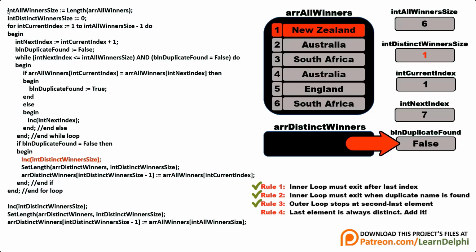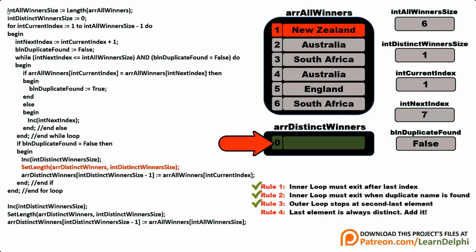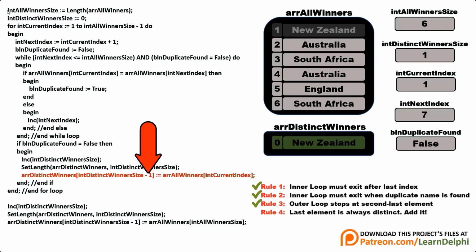So you first increment the integer that sets the size of the dynamic array to 1. Then you use Delphi's setLength procedure to add the new element to the dynamic array. Notice this element's index is 0 because dynamic arrays are 0 based. Then you assign New Zealand from the current index of the main array to index 0 of the dynamic array. Notice we subtract 1 from the size of the dynamic array to reference an index that is 1 less than the size. That is because the size is 1, but the index is 0. So this will reference index 0 the first time we add an element to the dynamic array.